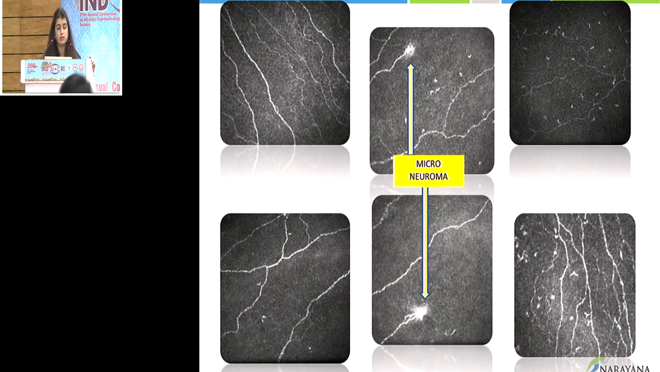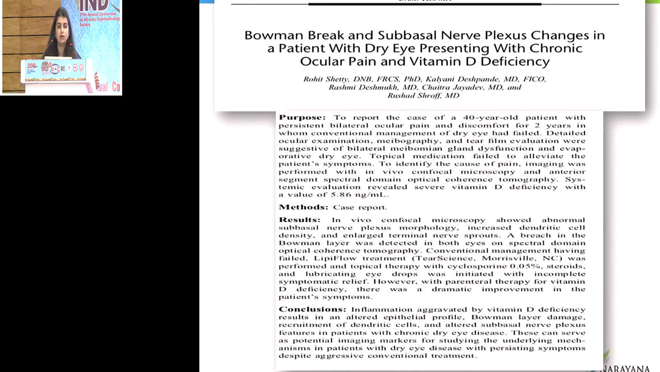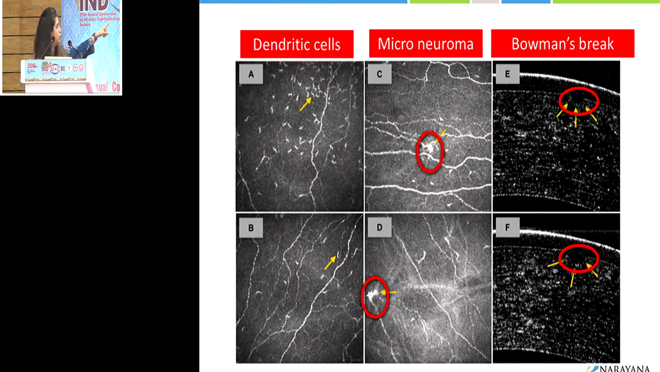Most importantly, in this other case, we found microneuromas. It has been published that these neuromas are responsible for the pain component of dry eye disease. Our group has also published work looking at Bowman's imaging, a high resolution imaging, where we noticed a break in the Bowman's layer. When we correlated this with confocal imaging, our hypothesis was that there was a neuroma in approximately the same region.